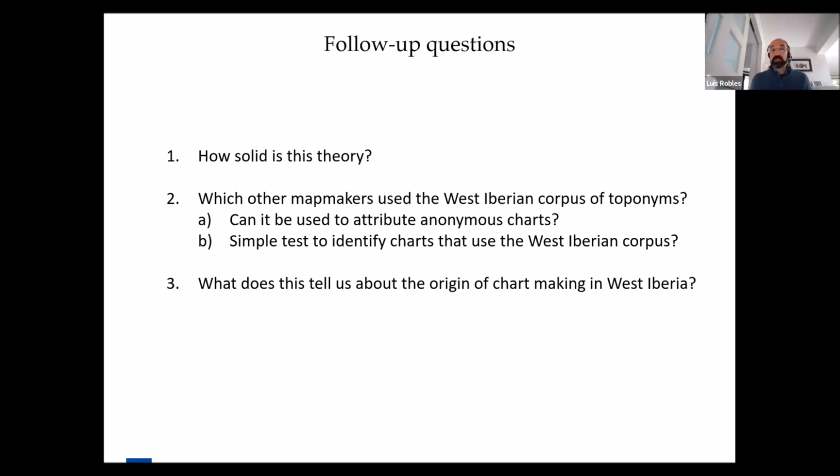Then the other questions are, okay, what can we use this knowledge for? So one is, can we use it to attribute anonymous charts to identify their geographical origin? And another thing is, what does this tell us about the origin of chart making in Portugal and in Andalusia, which is not a very well-known part of history today.